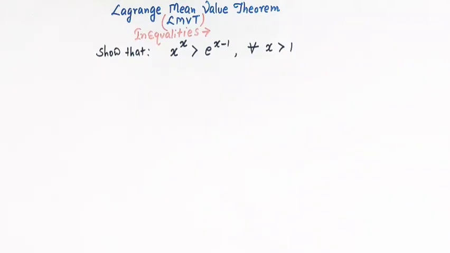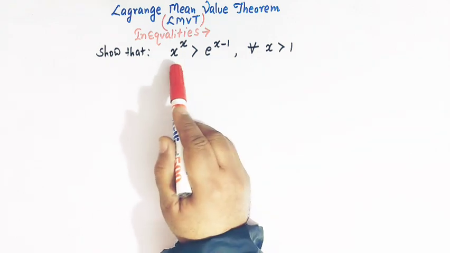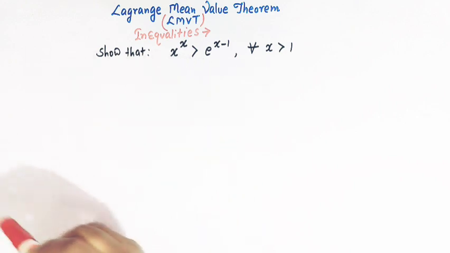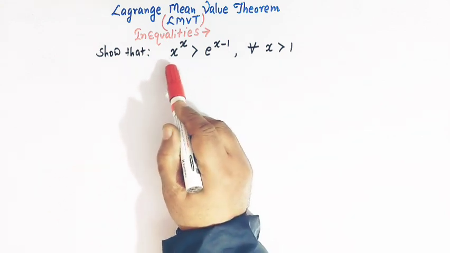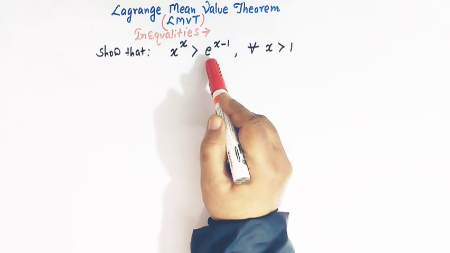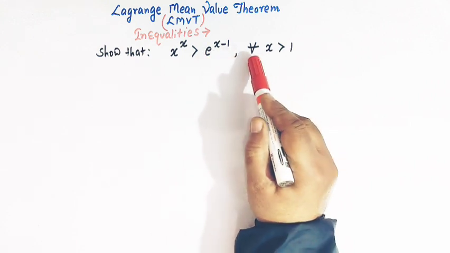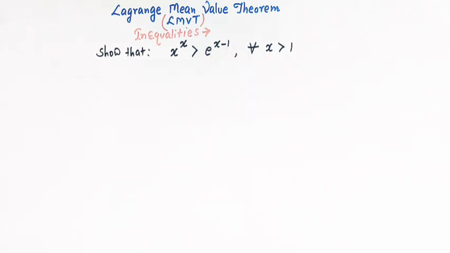Hello viewers, in today's class we are going to discuss a very important application of Lagrange's mean value theorem related to inequalities, right? So in this class we'll learn how to prove this important inequality using the concept of Lagrange's mean value theorem, right? So here we have to show that x raised to x is greater than e raised to x minus 1 for all x greater than 1, right?